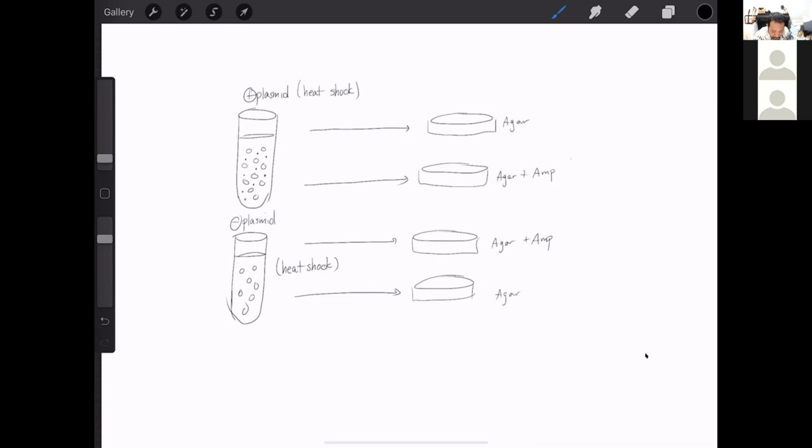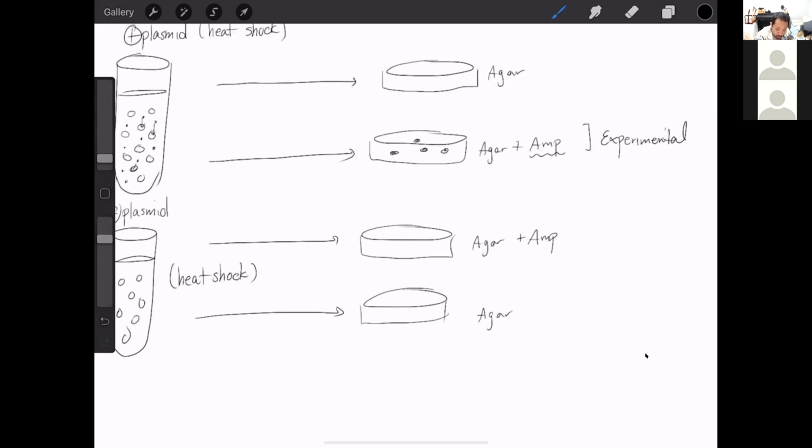Now, this one's that experimental plate that we were talking about earlier. Why is that? Because as you guys can tell, some of these plasmids are going to go in, and the ones that grow here are the ones that definitely have that plasmid, because the plasmid confers that ampicillin resistance, which allows them to grow there. Now, let's talk about what these control plates 1, 3, and 4 are doing for us, because this is plate 2. Okay, so 1, 3, and 4.